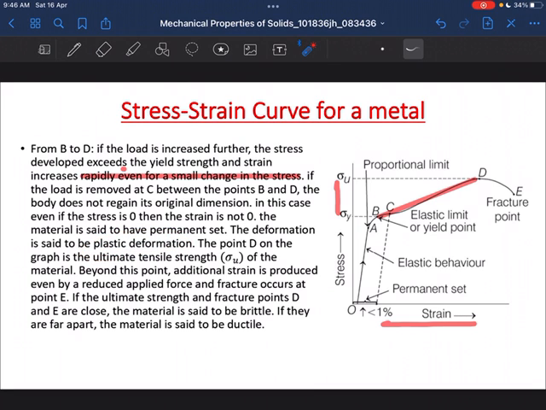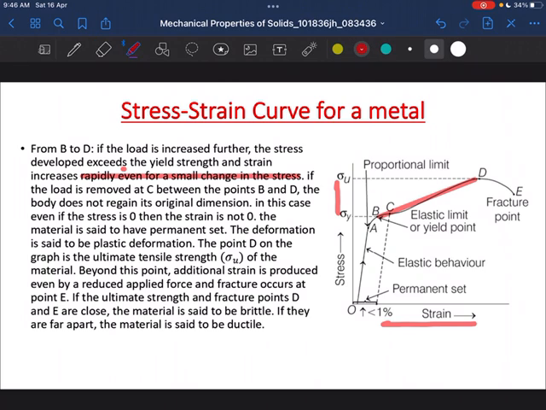The point D on the graph is the ultimate tensile strength. So ये जो point D है, it is known as the ultimate tensile stress. So why ultimate? You see the difference between point D and point E. In that portion, what happens to the graph?